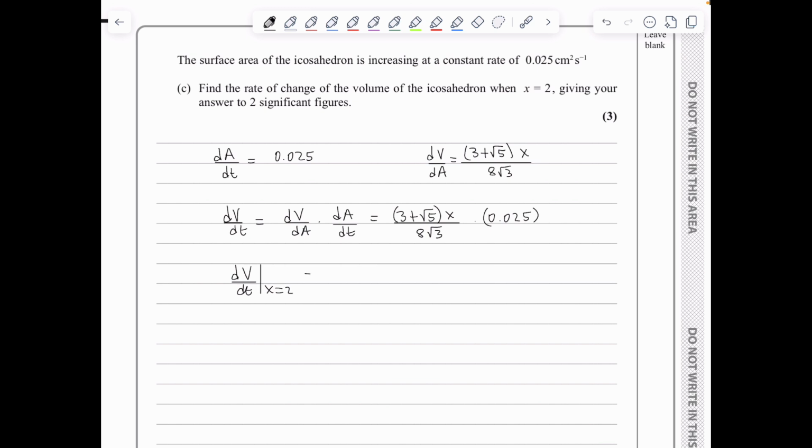So this means that we're looking at (3 plus root 5) times 2 times 0.025, and all of it divided by 8 root 3. If you plug this into the calculator, you get an answer of 0.01889..., which correct to two significant figures is 0.019 cubic centimeters per second.